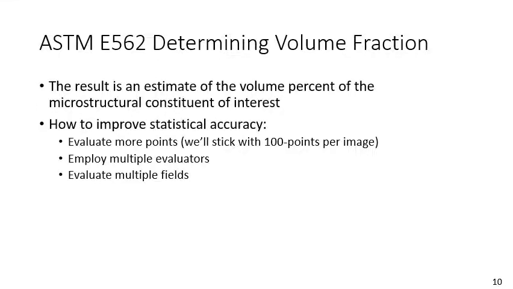The result of following the procedure for point counting by ASTM E562 is an estimate of the volume fraction of the microstructural constituent of interest. In our case, it's going to be the dark phase. How would we improve the statistical accuracy if desired? One way would be to evaluate more points. We're going to stick with 100 points per image. That pretty much saturates the amount of points that can be evaluated per image.